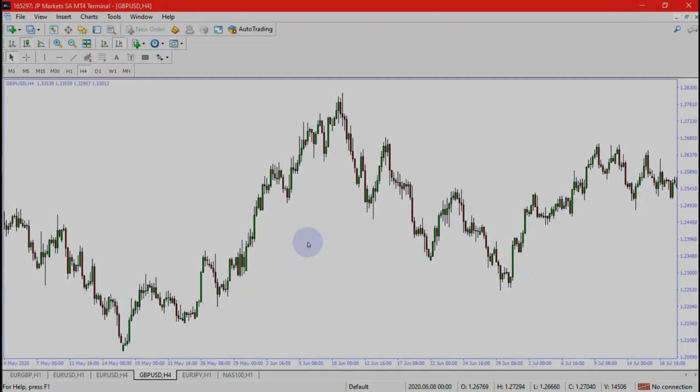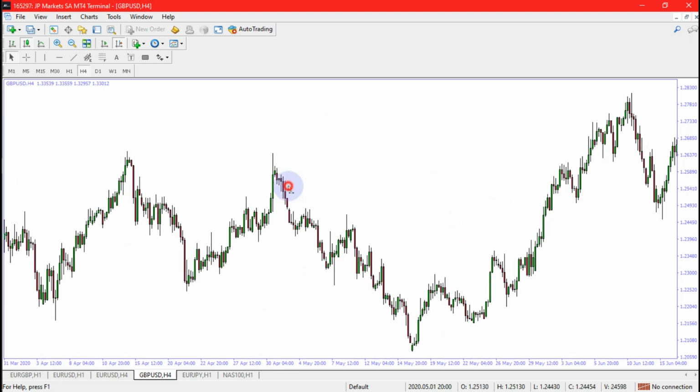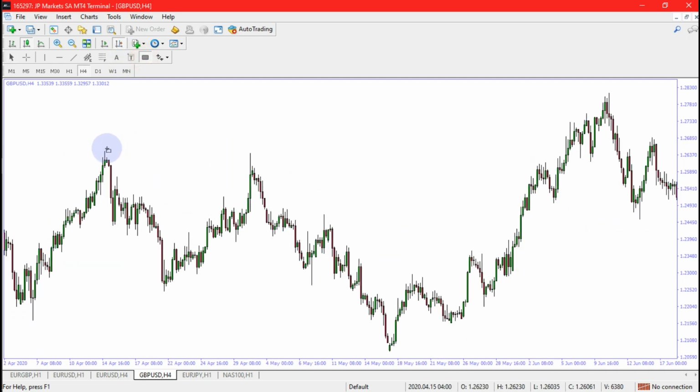I will start by checking up on a setup, or showing you examples of a high retest. So okay, this is GBPUSD on the hourly chart. Okay, here we are. Remember high retests. This is a good example of a high retest.